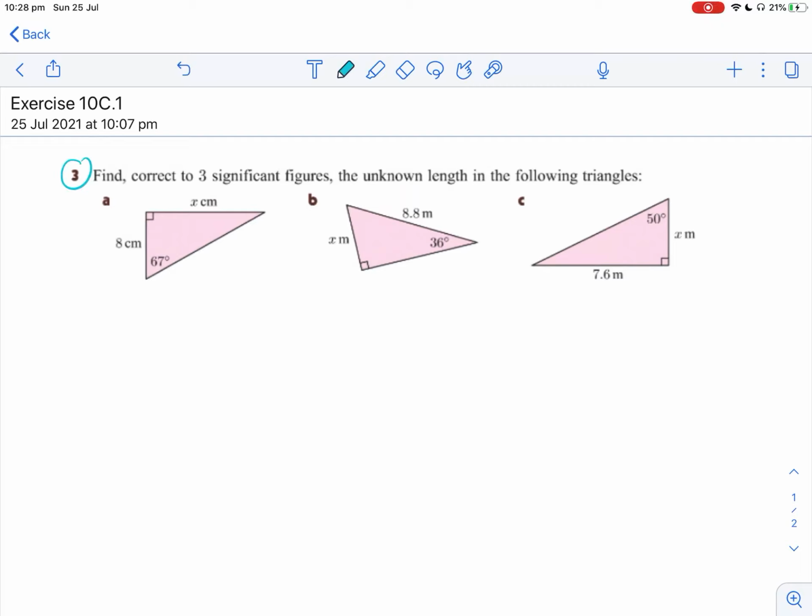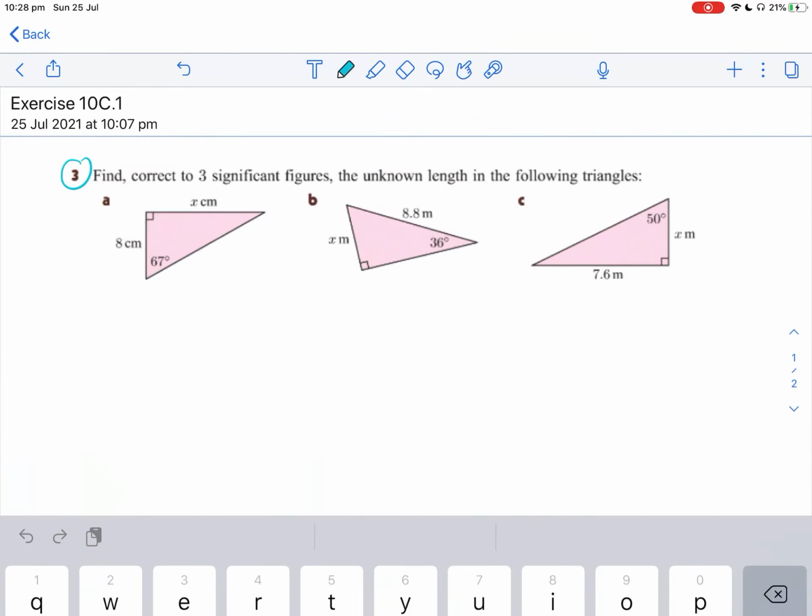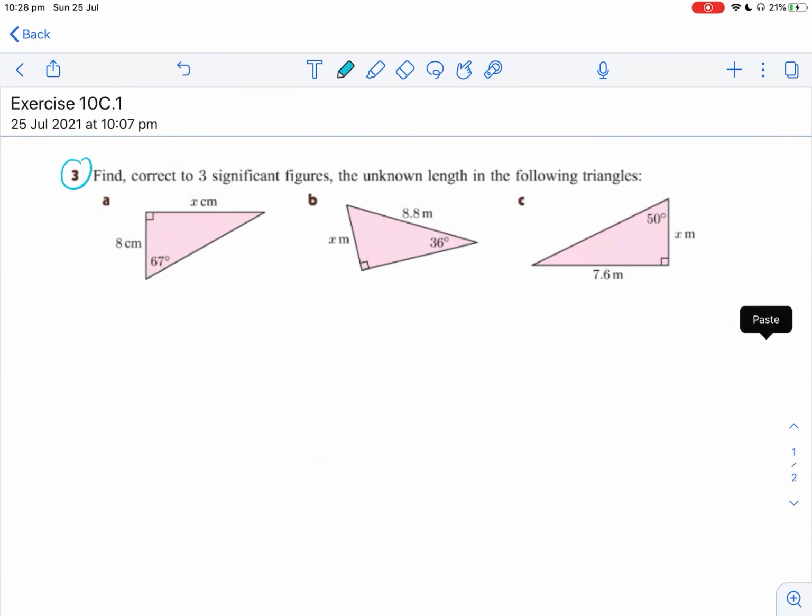So for these questions, we are looking at SOH CAH TOA. So we've got sine is opposite over hypotenuse, cosine is adjacent over hypotenuse, and tan is opposite over adjacent. So the first thing you've got to do when doing one of these questions is you've got your angle and then label your sides.